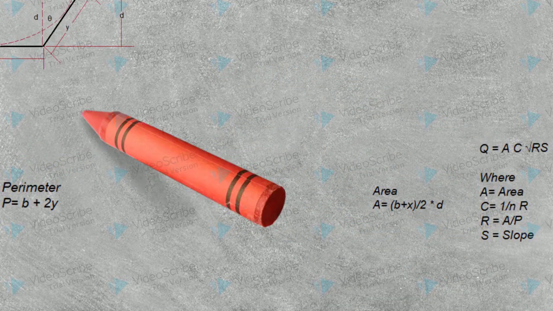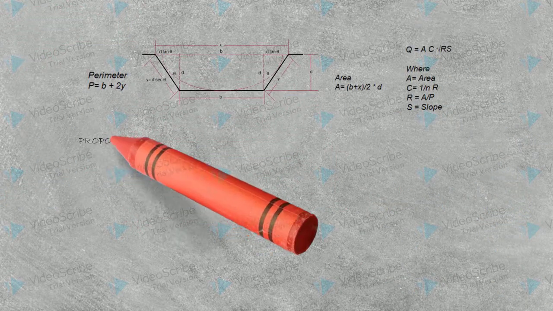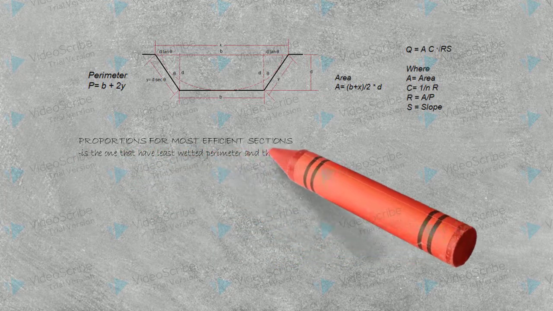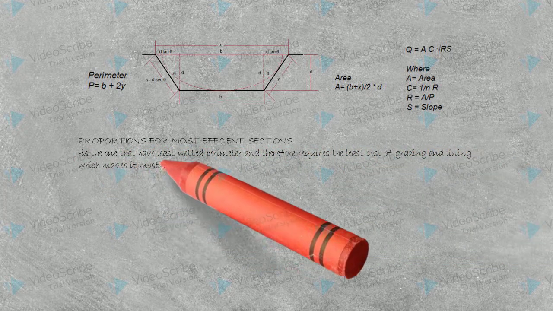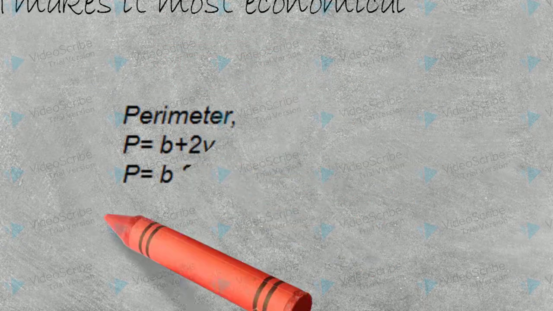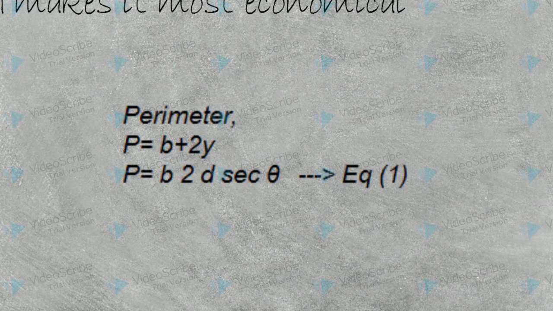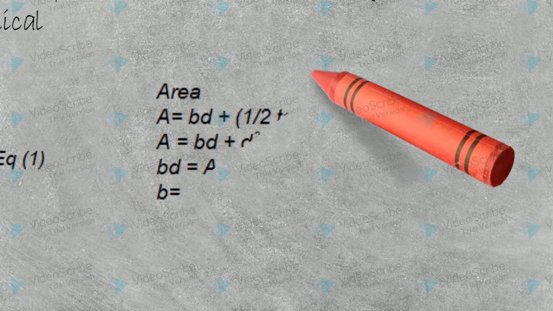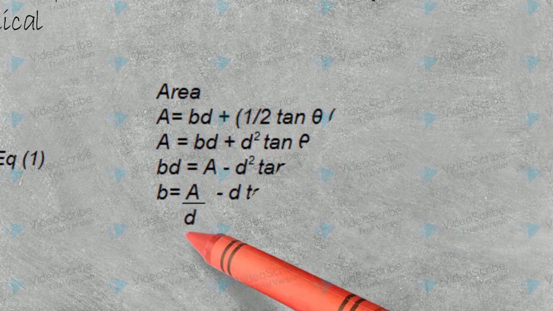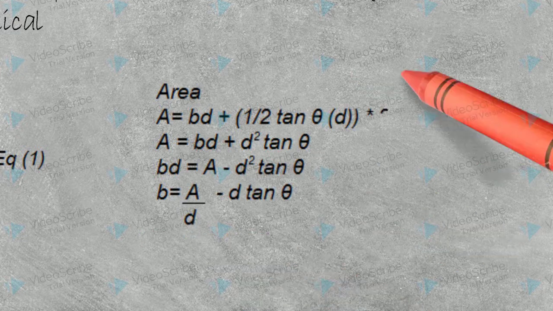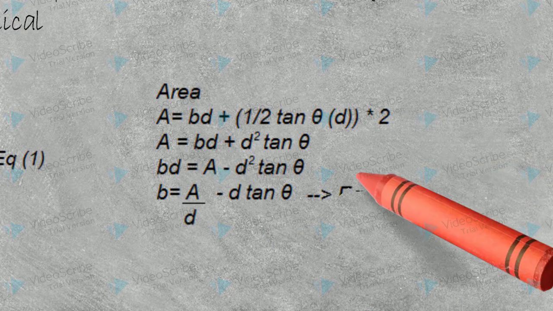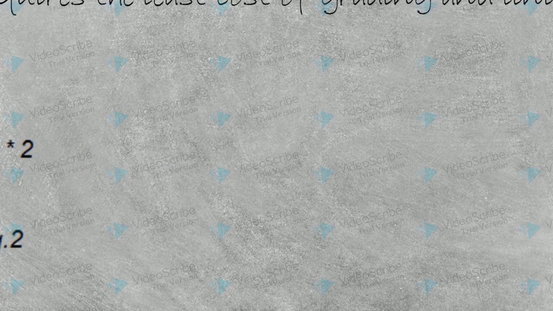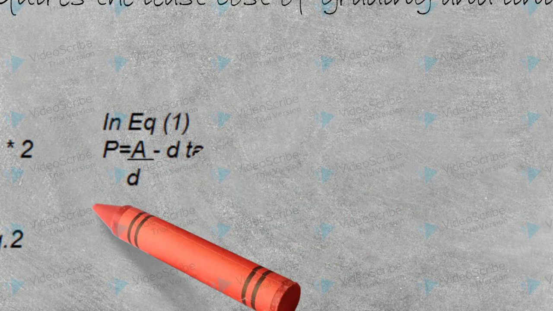Proportions for the most efficient section is the one that has the least wetted perimeter and therefore requires the least cost of grading and lining, which makes it most economical. P is equal to b plus 2y, where y is equal to the depth times secant theta. That will be equation 1. A is equal to base times depth plus 1/2 of tan theta times d times 2. So bd is equal to area minus depth squared times tan theta. So base will be area over depth minus depth times tan theta. That will be equation 2.